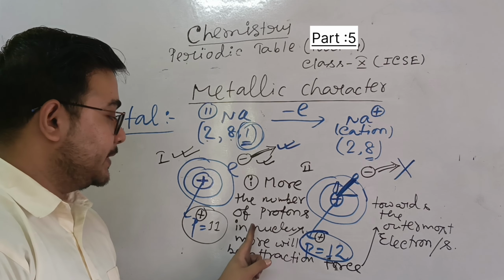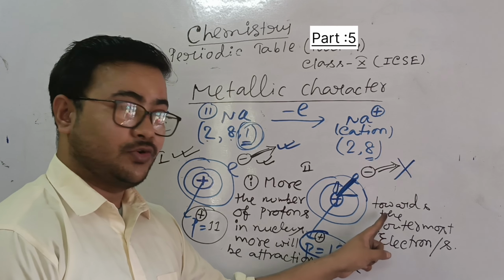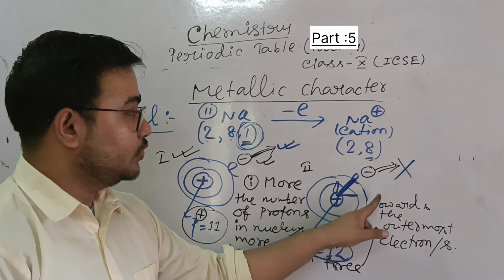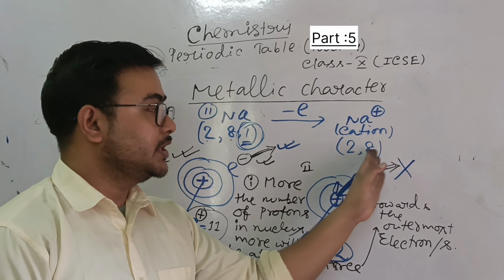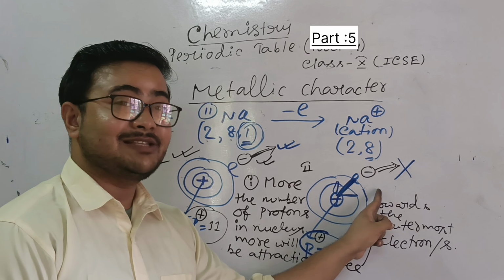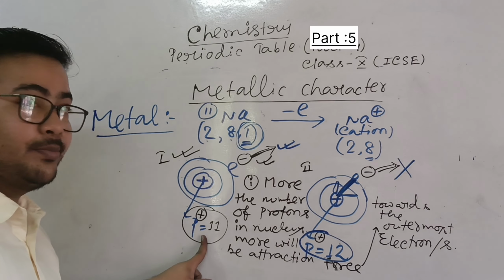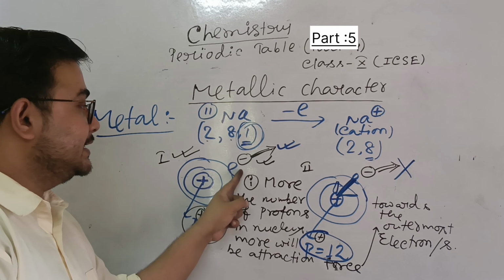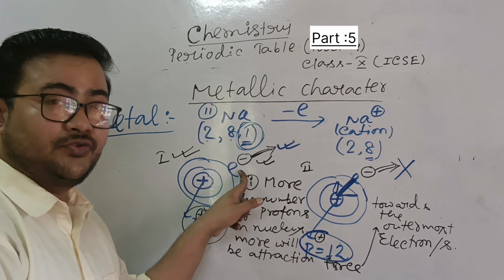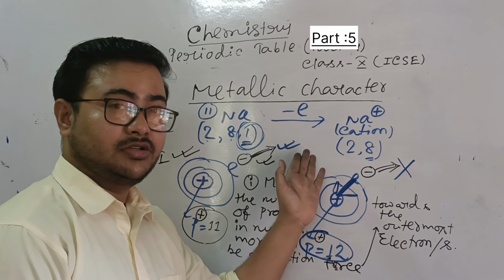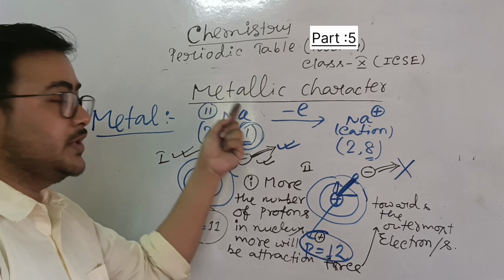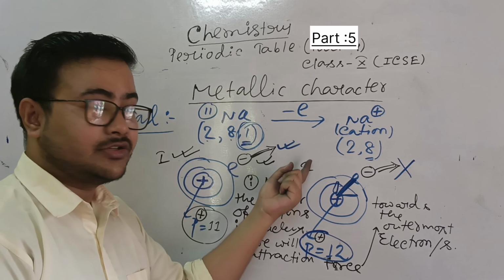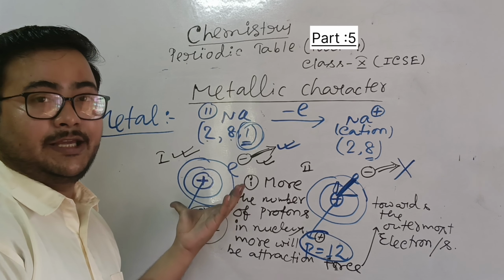More number of protons present in the nucleus, more will be the attraction force. So it is difficult to remove an electron, so it has less metallic character. Now, if the number of protons in the nucleus is less, the nucleus cannot attract the outermost electron with strong force, so we can easily remove the electron. Since removal of electrons is related to metallic character, and here we can easily remove the electron, it has more metallic character.